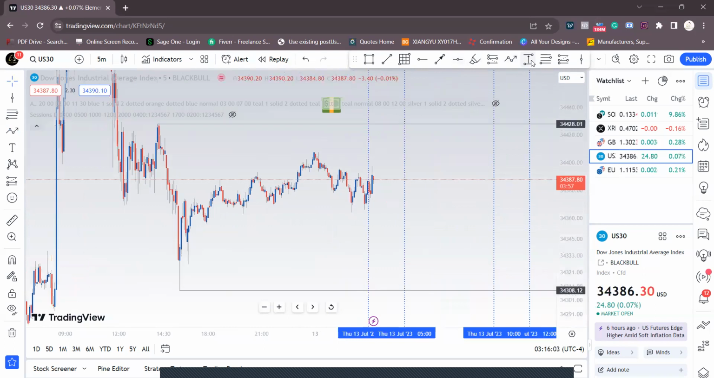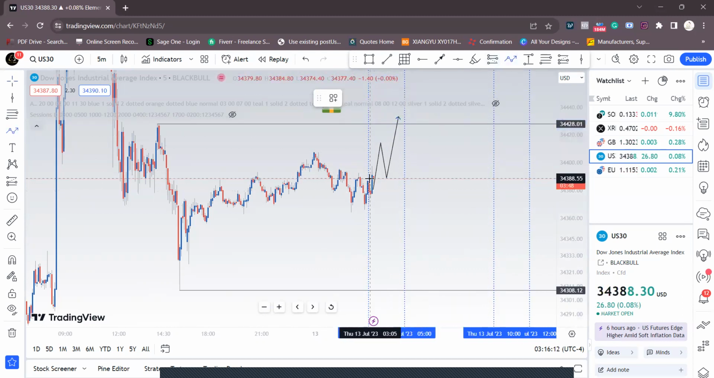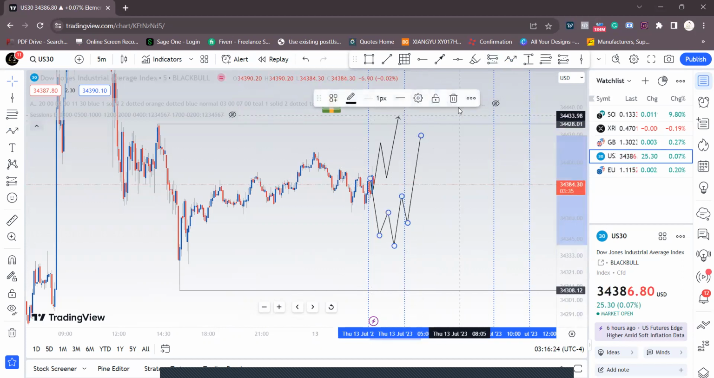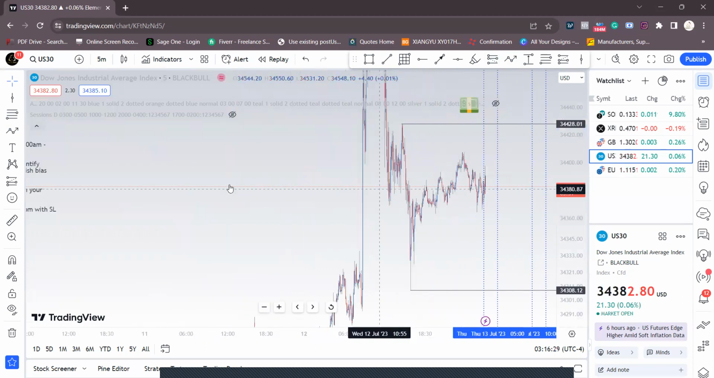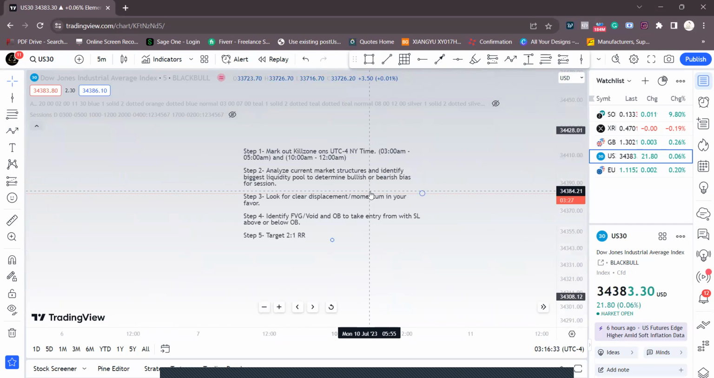So what I want to see is either a clear break of structure with displacement to the upside and then get in on the fair value gap, or I want to see a liquidity grab, because there are also smaller pockets of liquidity down here, a small liquidity grab, and then a break of structure to the upside to take my trade up. Okay, so those are the two patterns because I'm only looking for buys. That's quite important. So this is basically going to be the only variable in the strategy: are you going to look for buys or are you going to look for sells?